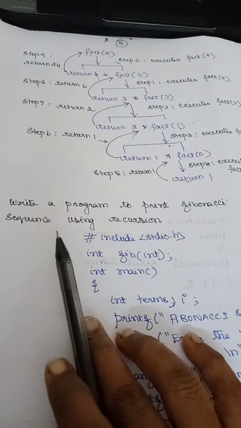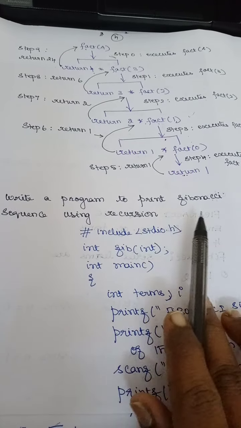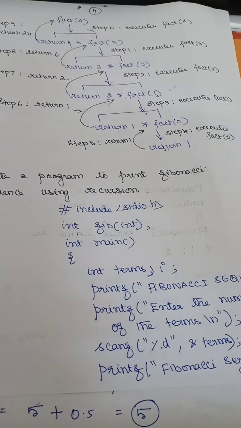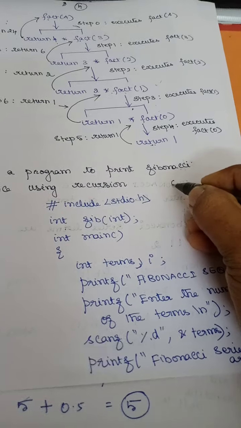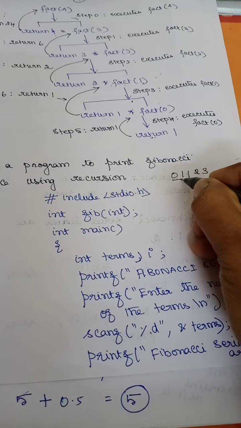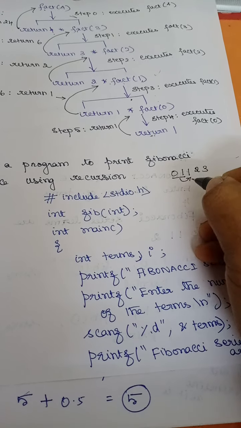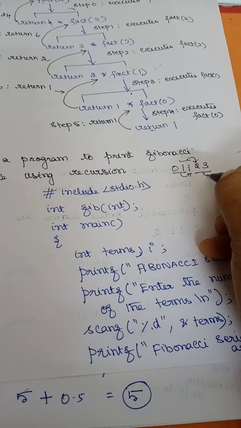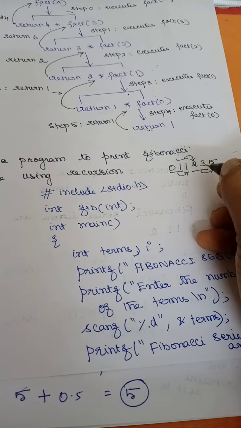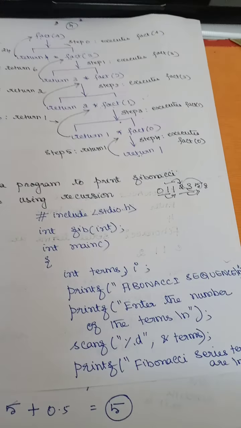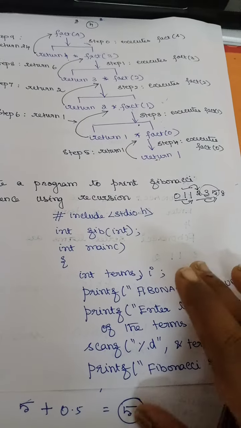Now, write a program to print a Fibonacci sequence using recursion. So, what is a Fibonacci sequence? 0, 1, 1, 2, 3. So here I will add these two terms to get this term. I will add these two terms to get my next term. I will add these two terms to get my next term. So 2 plus 3, I am going to have it as 5. Is that clear? So this we are going to call a Fibonacci sequence.